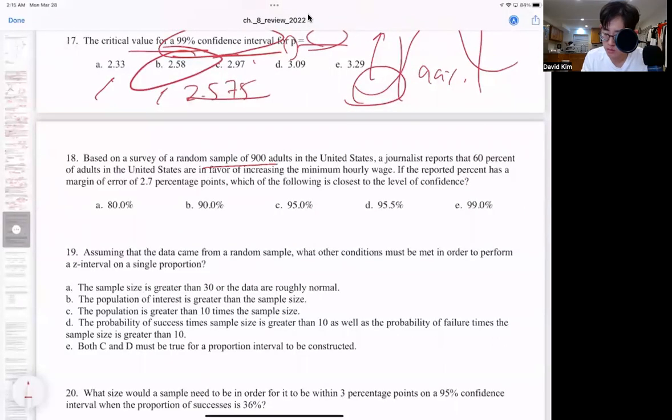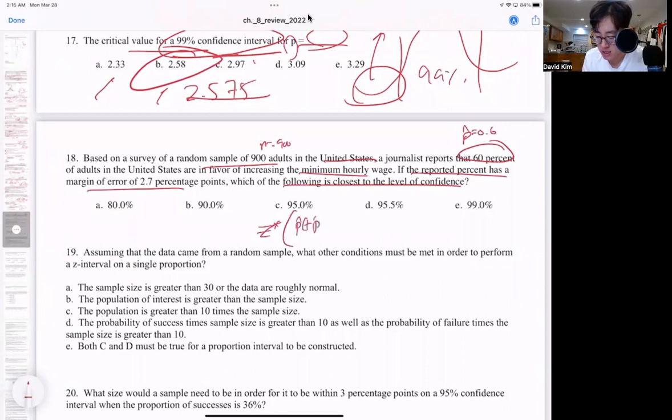Based on the survey of the N is 900 in the United States, 60%. So P hat is 0.6, increasing the minimum hourly wage. If the reported percent has a margin of error of 2.7, okay. So here's what we're going to do. We want to find out the closest level of confidence, which means they're really asking you to solve for the z-score and match it with whichever gives you the closest z-score as possible. Now, the formula is P hat times 1 minus P hat over N, square root the whole thing. And this has to be 2.7 as your margin of error. That's your standard error. This part put along with z makes it a margin of error.